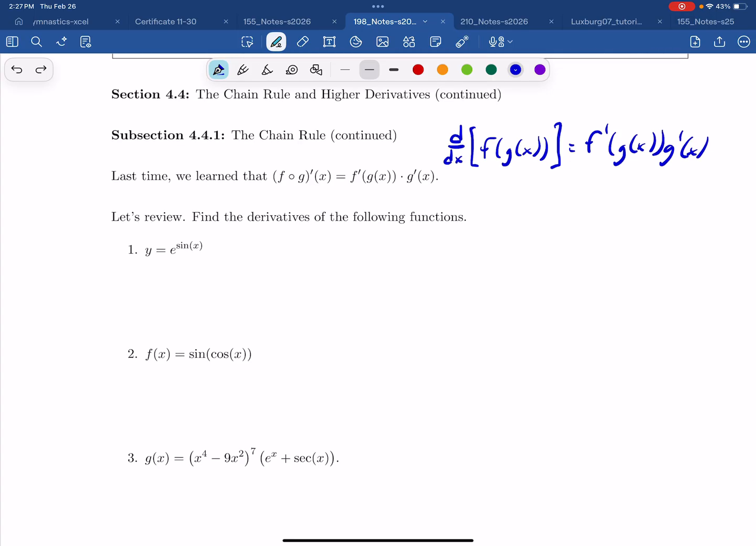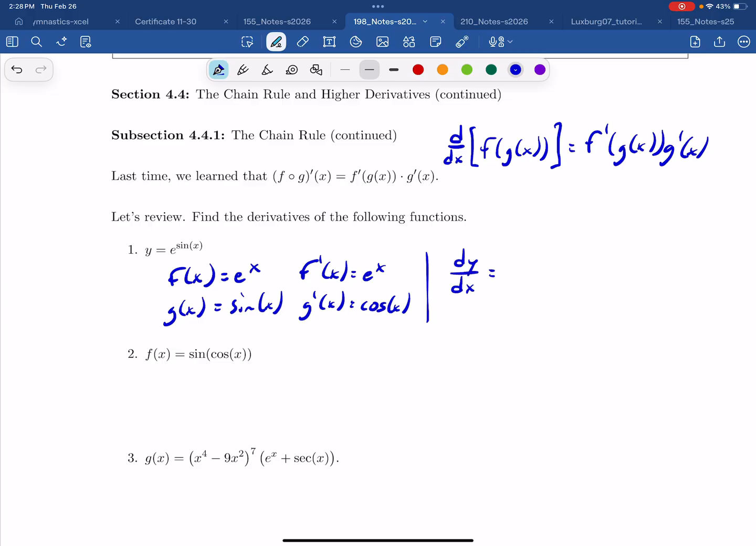So I'll write out the first one here. I'll write out that f of x equals e to the x, g of x equals sine of x, f prime of x equals e to the x, g prime of x equals cosine of x. And so dy over dx equals f prime of g of x, yeah, that's right, g of x, times g prime of x.